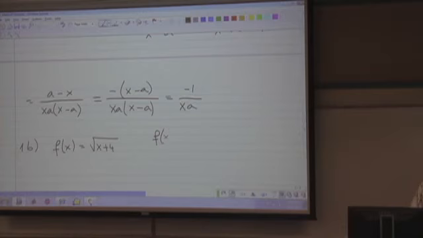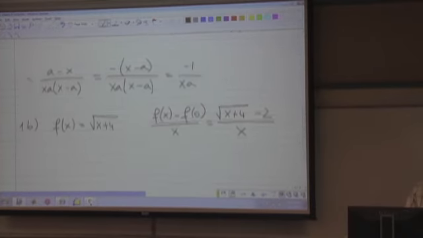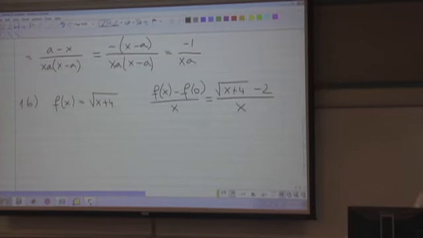And we're looking at f of x minus f of 0 divided by x. And so what we're looking at is the square root of x plus 4 minus 2 divided by x. Too fast? Keep going? Okay. And now, what do we do here?